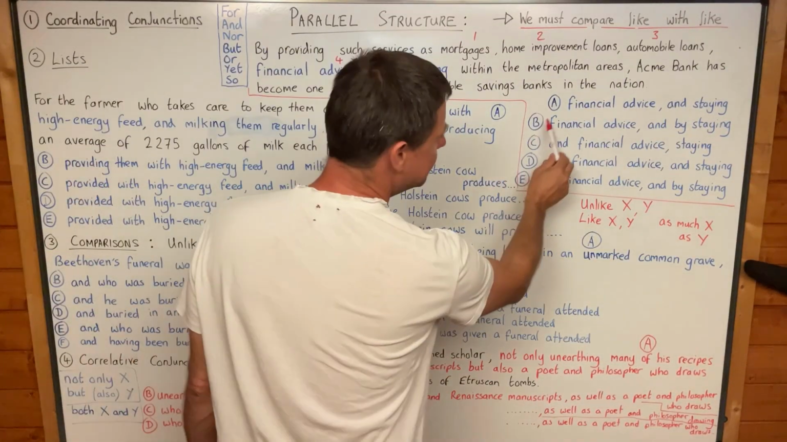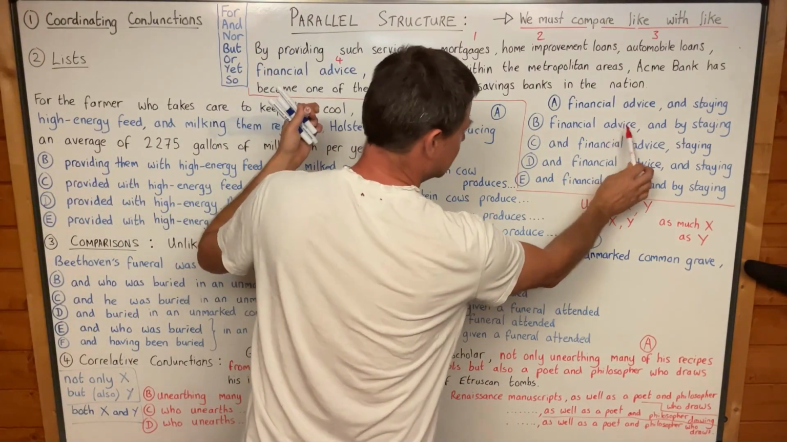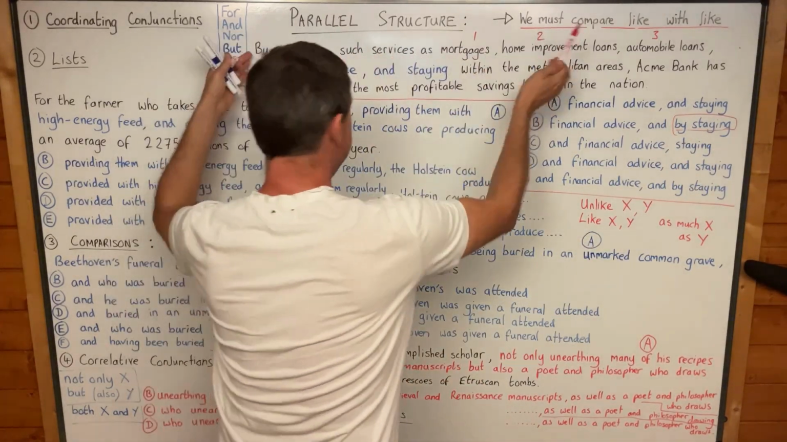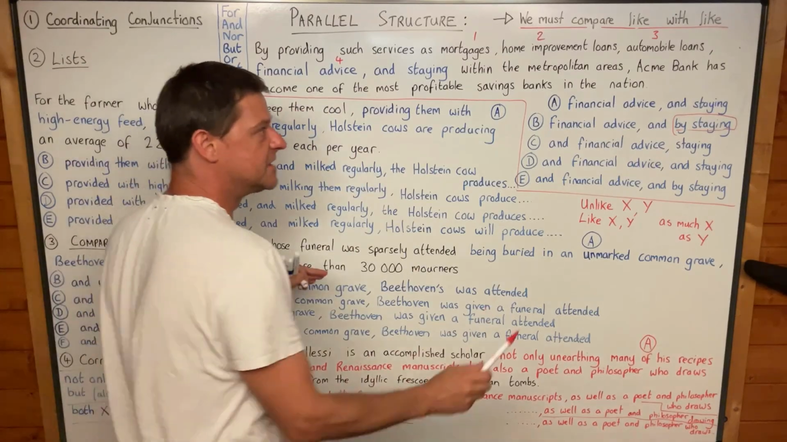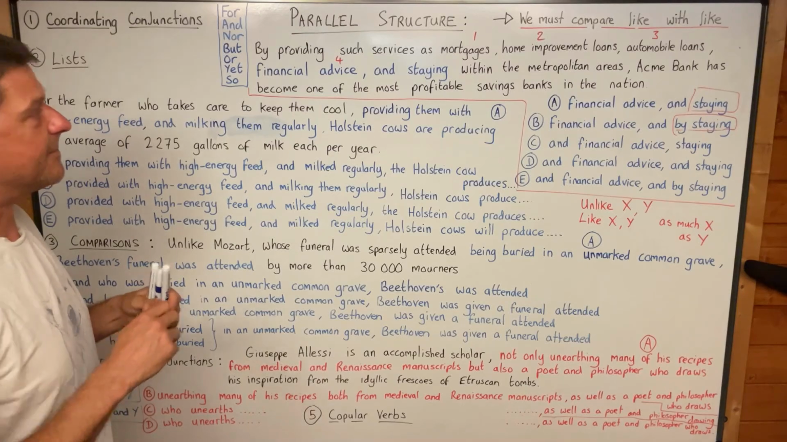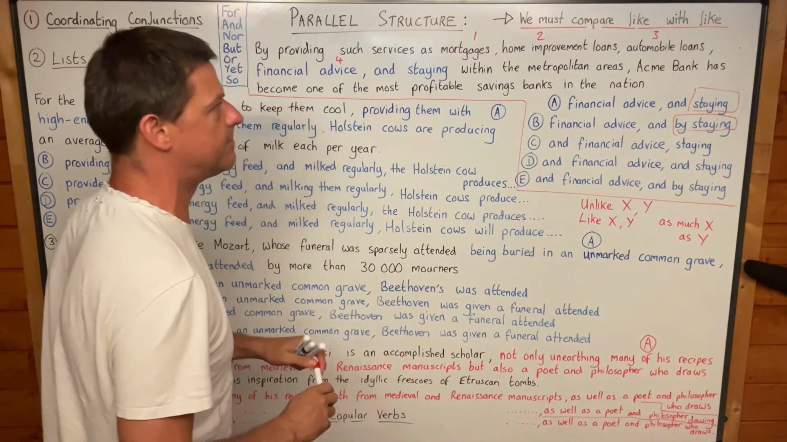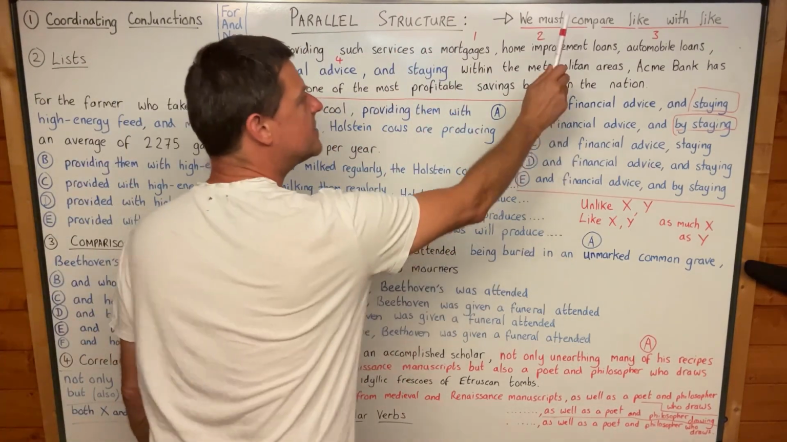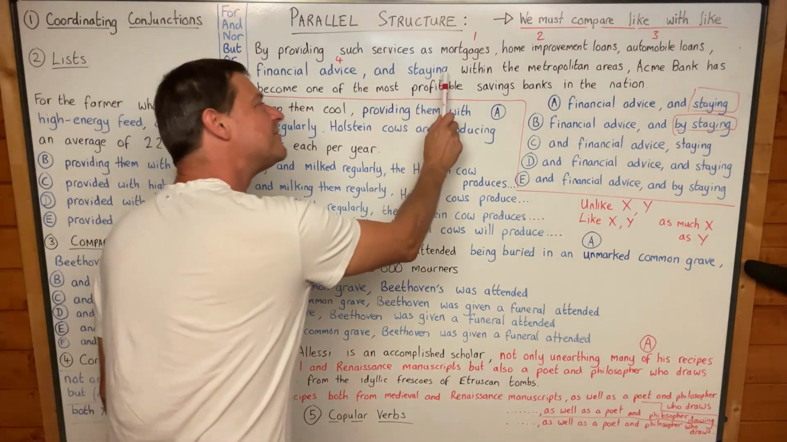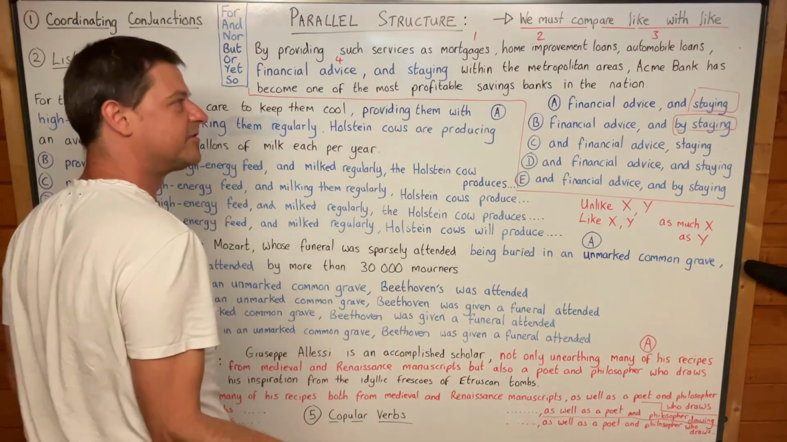A and B are both wrong because they both sound like financial advice and by staying is the last part of that very first list, but it's not. The staying, which is a gerund, is not the last item of that list, and it can't be, because this is an ordinary noun, this is an ordinary noun, and then to have a gerund does not sound parallel. They're not all the same types of words.